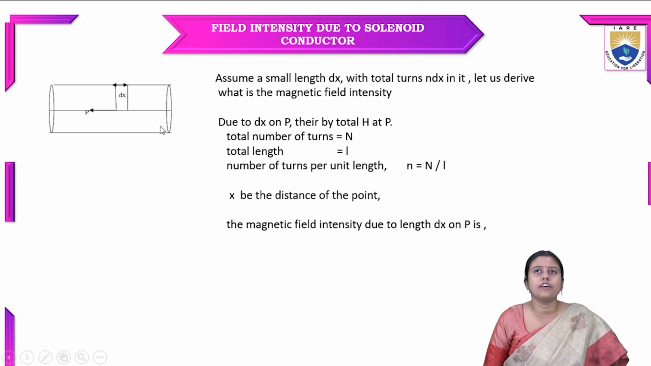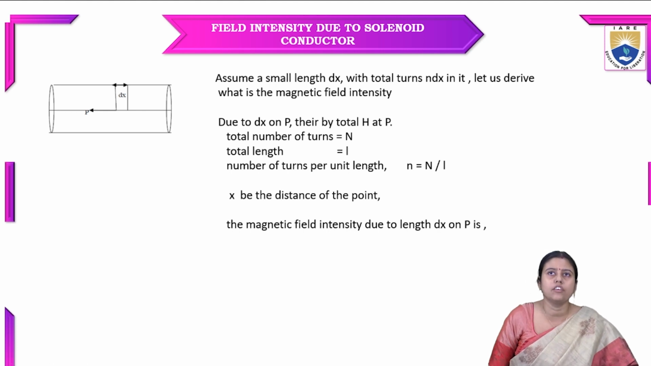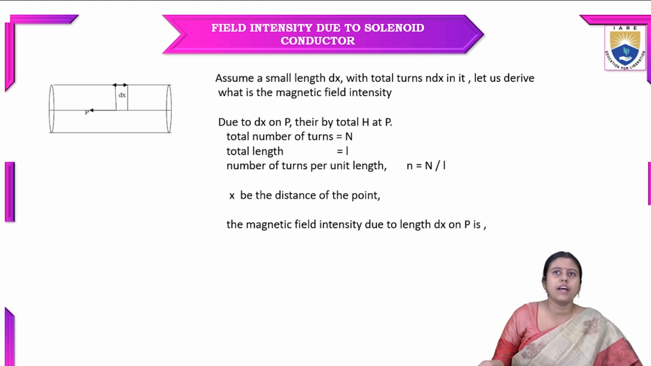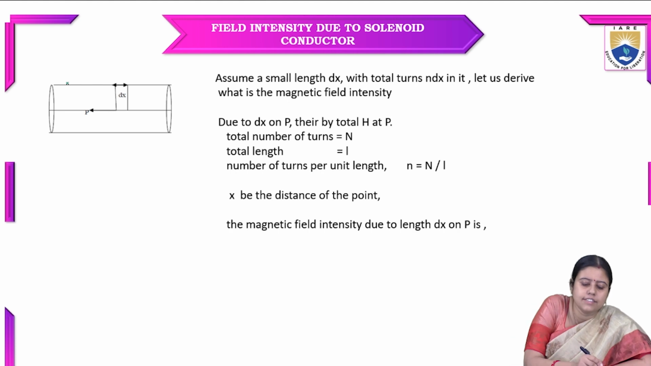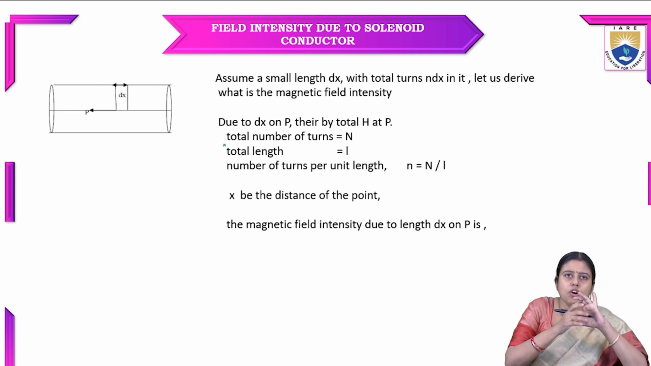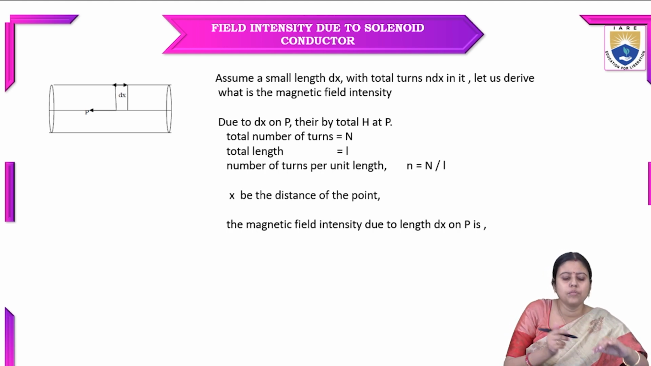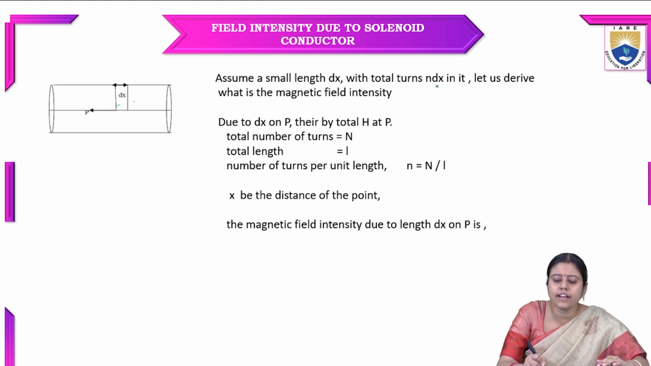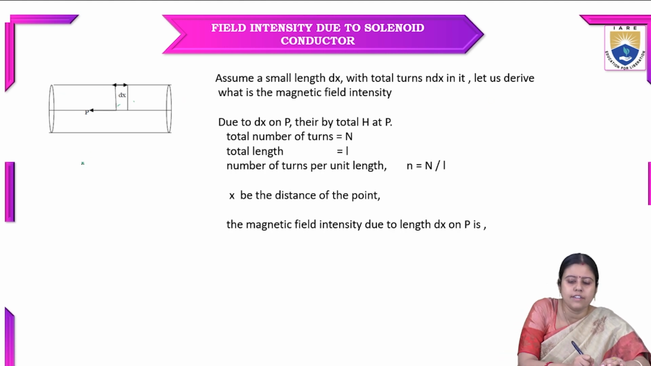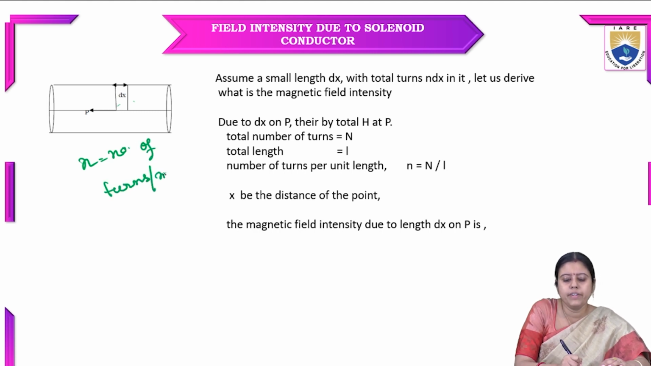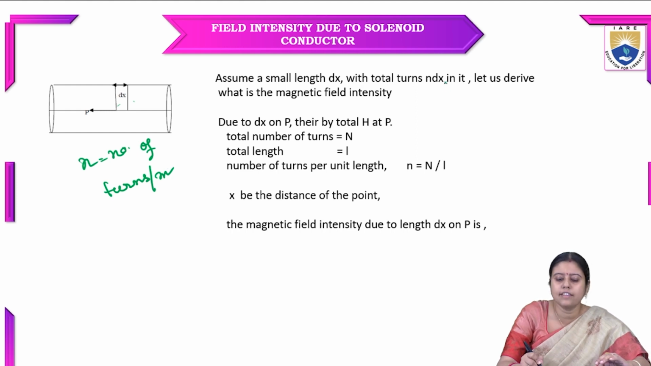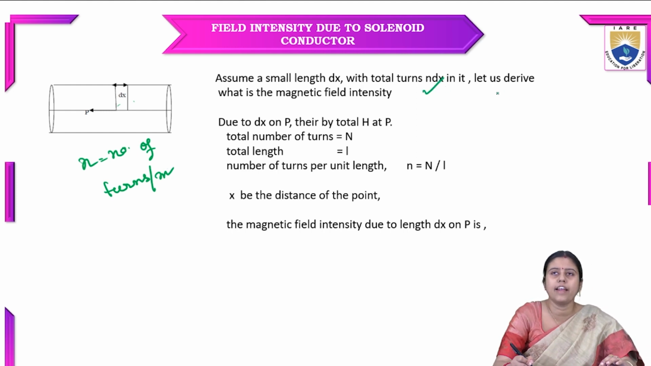Next, we will calculate the field intensity due to a solenoid conductor. Assume there is a small length dx. This is a solenoid. Solenoid means one bar on which the electric conductors are wound. So what we are doing is taking a small length dx. If n is equal to the number of turns per meter, then for this dx length, the total number of turns is n dx.